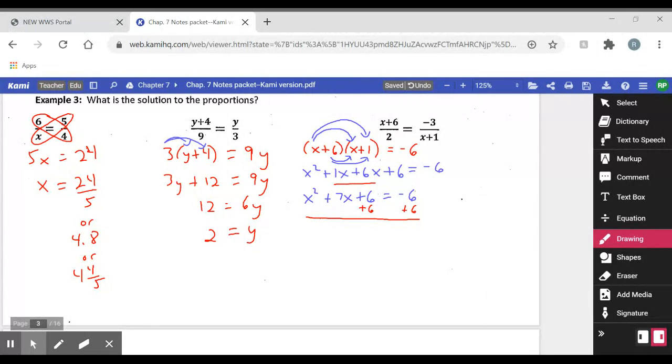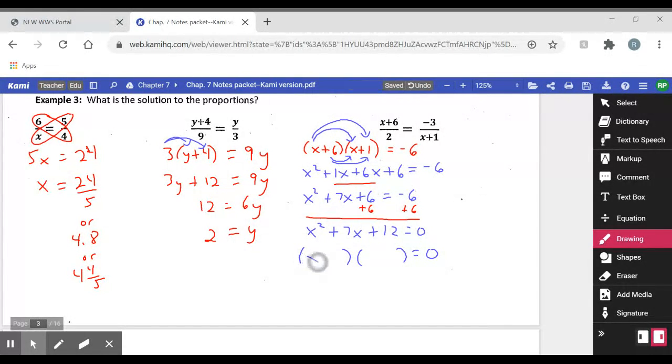And that is going to give me x squared plus 7x plus 12 is equal to 0. So we did a little bit of factoring earlier in the year, if you remember. And so now, if we know that we have to factor, and there's a 1 in front of the x squared, we can go ahead and do our 2 sets of open parentheses.